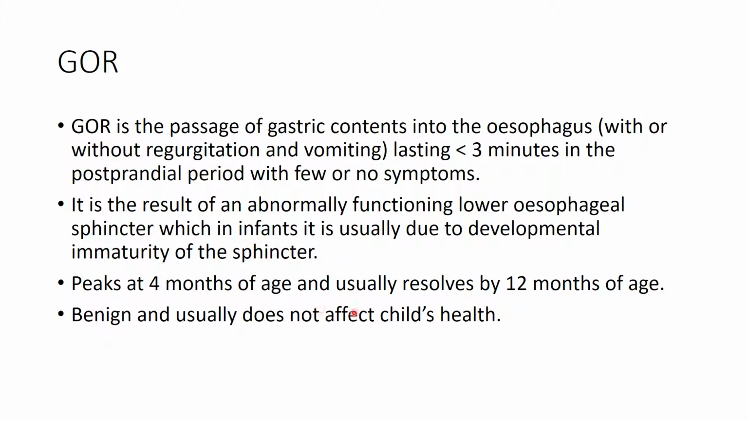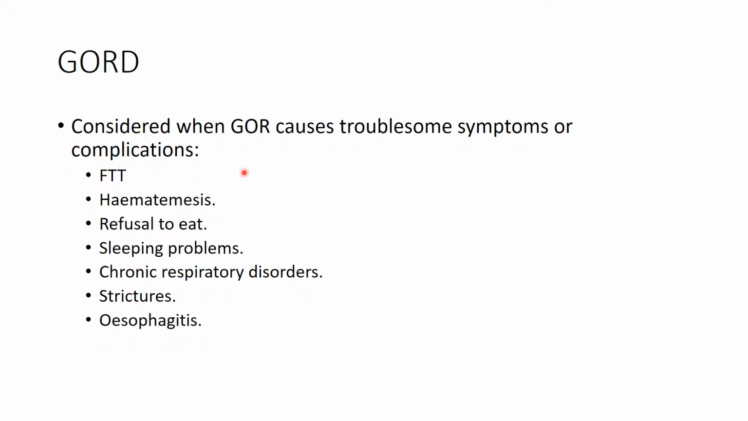Peak at 4 months of age and usually resolves by 12 months of age. Benign and usually does not affect child health. Peak at 4 months, resolve at 12 months, developmental immaturity of sphincter. This is GOR.